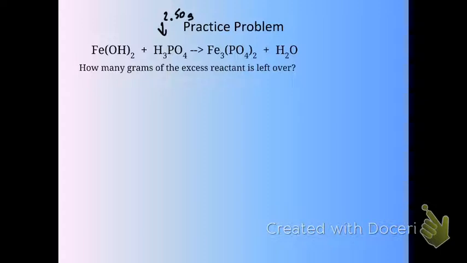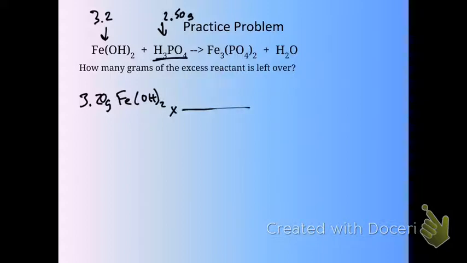But the question is, if we only use, I think this was 3.2, right? So if you only use 3.2 grams of Fe(OH)2, how many grams of H3PO4 would be required to react with 3.2 grams? Meaning, remember, some of it gets reacted, but some of it's left over, right? Because the iron 2 hydroxide runs out, and so some of the H3PO4 is left over. So we're going to figure out, if I use 3.20 grams of iron 2 hydroxide, how many grams of this would that require?